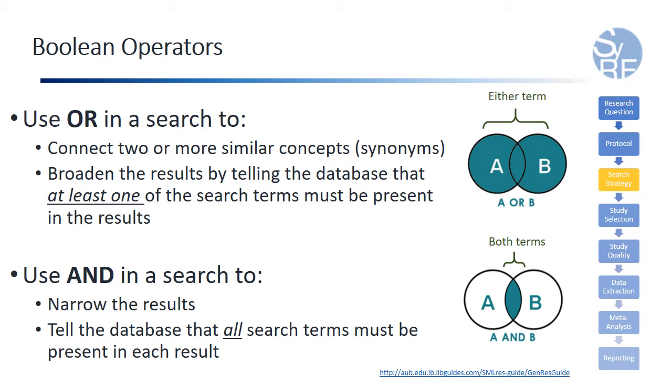It is important to think carefully about how you link your search terms using Boolean operators. We would use OR in a search to connect two or more similar concepts, for example stroke or cerebral ischemia. This broadens the results by telling the database that at least one of the search terms must be present in the results. We would use AND in a search to narrow the results and tell the database that all search terms must be present in each result.